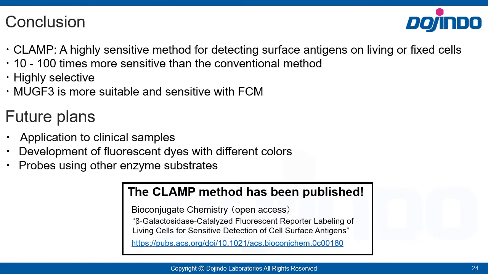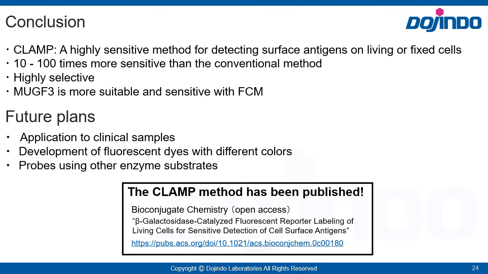Now, to summarize, we have developed a new, highly sensitive fluorescence staining method that targets cell surface proteins. Using this technique, we found that we could stain cells for specific cell surface proteins with higher sensitivity than the existing methods involving fluorescently labeled antibodies. In addition to our sensitive dye Mugf, we have also developed another sensitive dye, Mugf3, for use with flow cytometry.